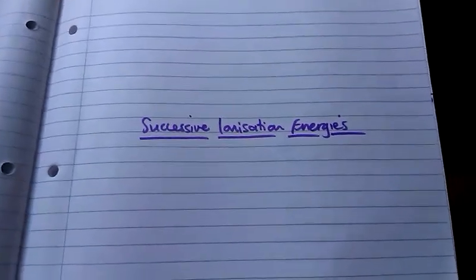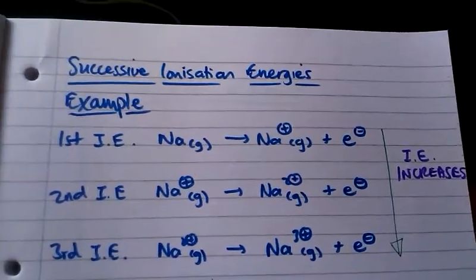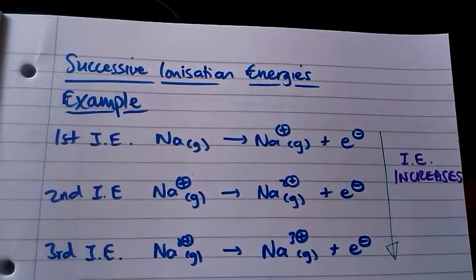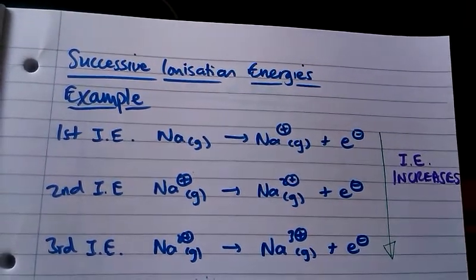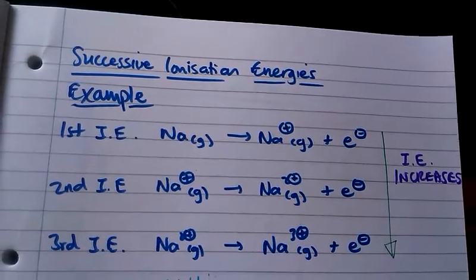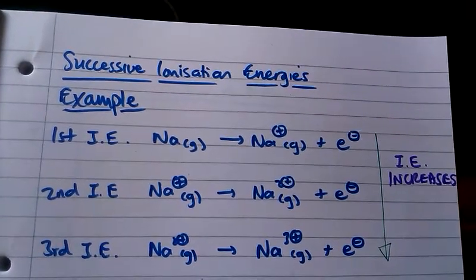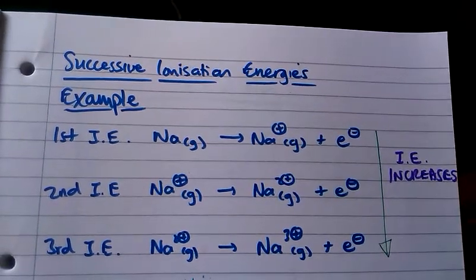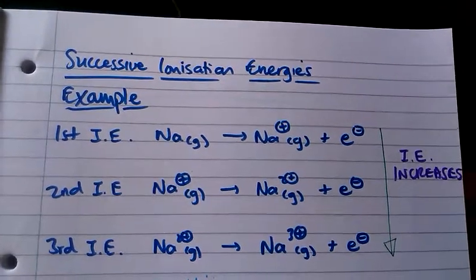So this is just a short video on successive ionisation energies. Using sodium as the example again, the first ionisation energy is when we remove 1 mole of electrons to form 1 mole of sodium plus. The second ionisation energy is when we remove a second mole of electrons to form 1 mole of sodium 2 plus, and the third ionisation energy is when we remove a third mole of electrons to form 1 mole of sodium 3 plus. And so overall the successive ionisation energies increase.